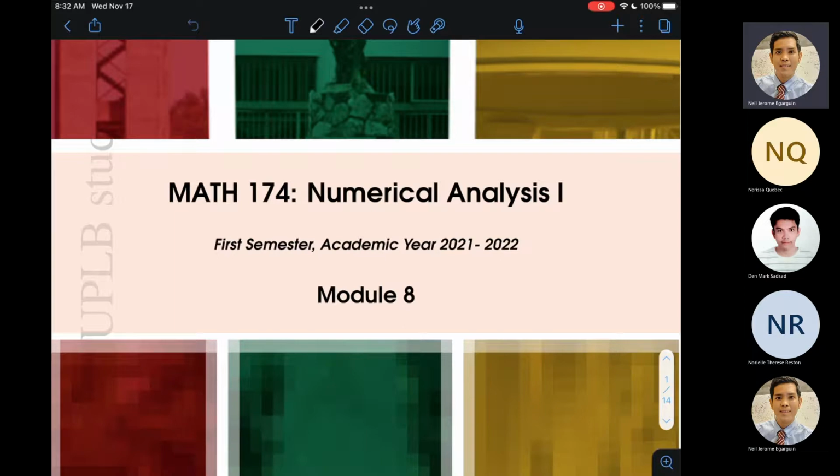So today we'll start a brand new module, and actually this module will be part of the last unit in Math 174. Kalain niyo yan, patapos na pala ang semestre, nasa huling unit na tayo ng kurso. So in this case, we will be talking about numerical integration.